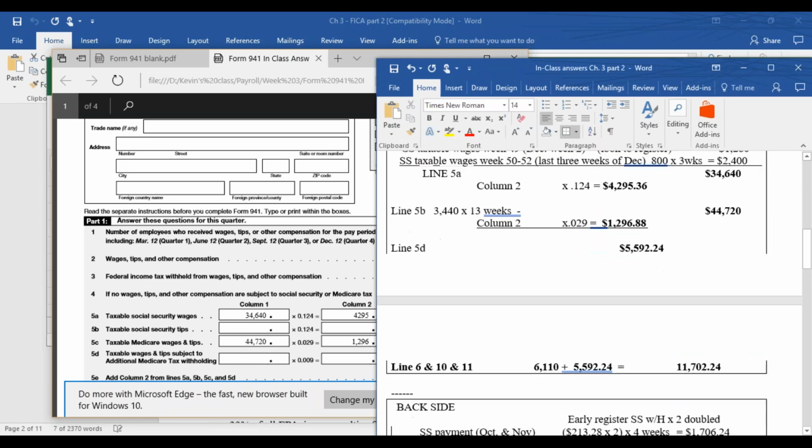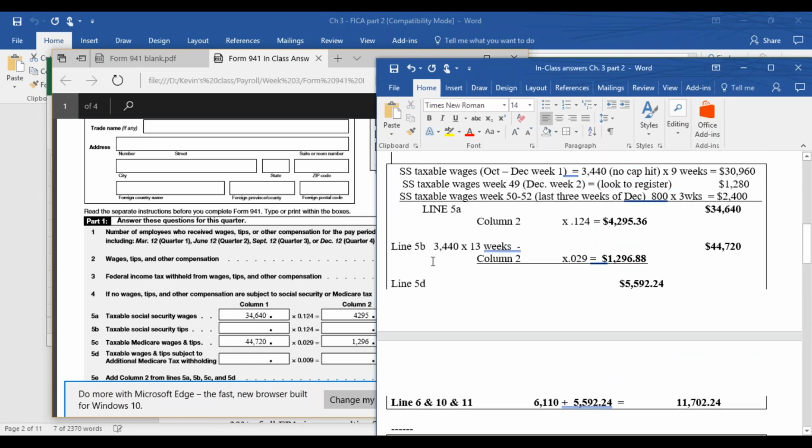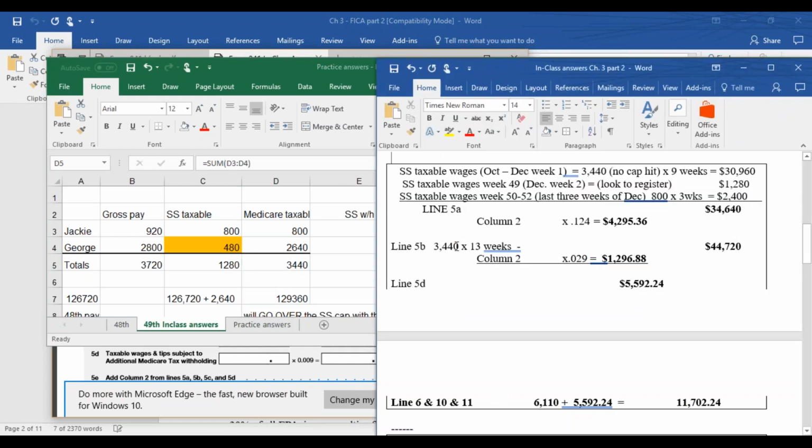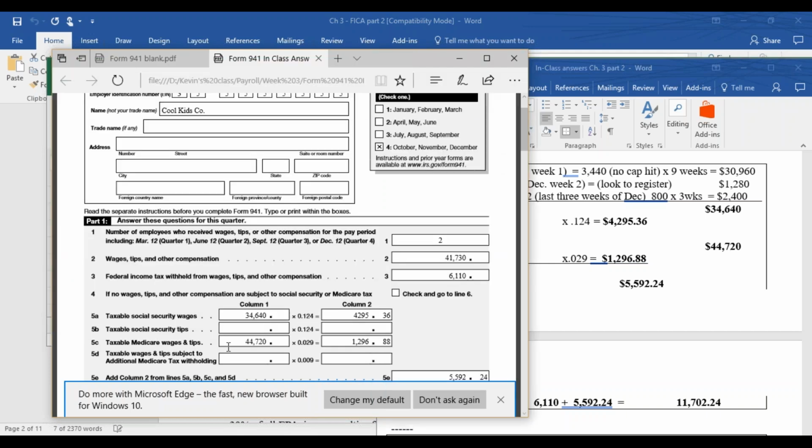Okay, Medicare is a lot easier than the Social Security we just figured up, because Medicare there is no cap. So simply we just look at the Medicare wages, what it is on a weekly basis, $34.40. Take that $34.40 times the 13 weeks, and we end up with $44,720. $44,720 ends up right here on my column 1 in 5C. Multiply that by the 0.29, because remember it's double for the employee and the employer together.